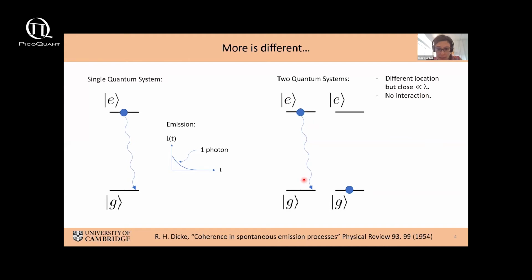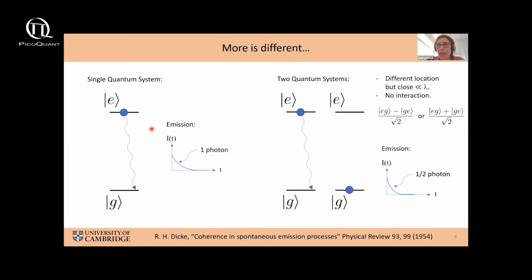So this example is actually taken from Dicke's seminal 1954 paper. And the question is, what happens here? Well, what happens is fairly counterintuitive. The emission of this two-body system is that you will emit, on average, half a photon, and the lifetime here will be faster than the lifetime of your single atom system.